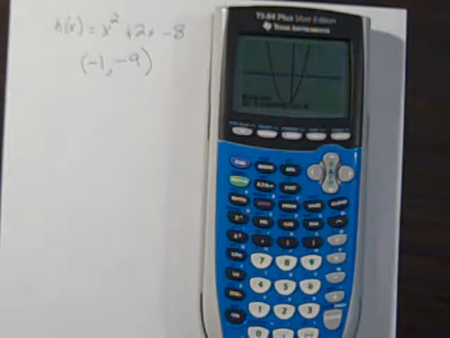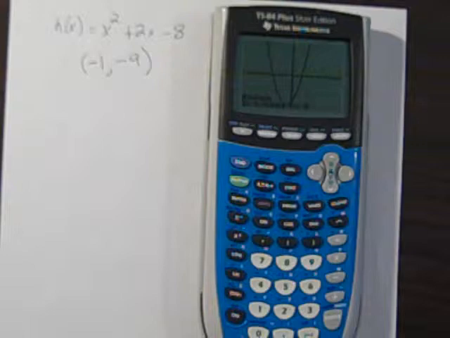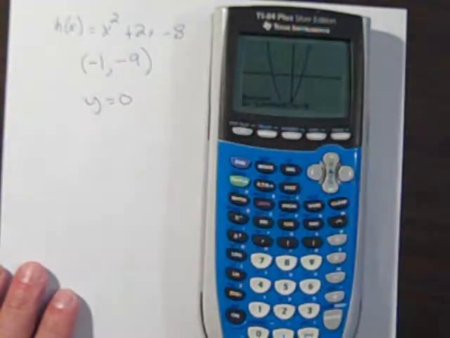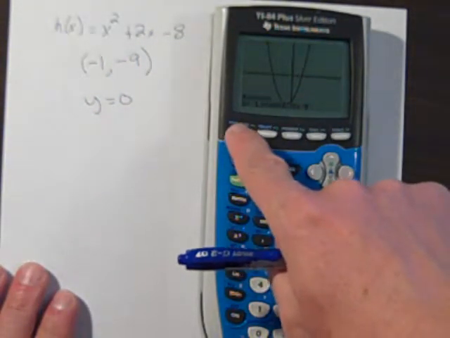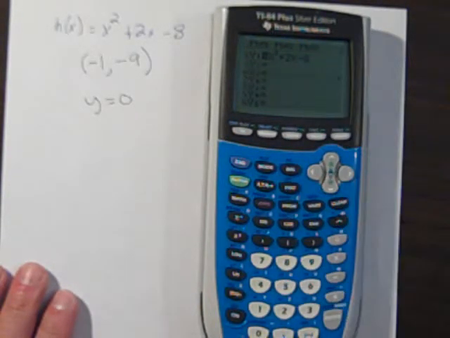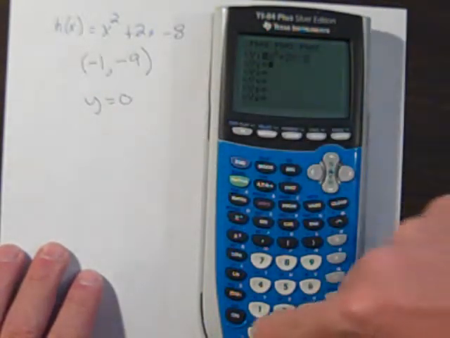Now it can also ask us where our horizontal intercept is. Our horizontal intercept is right here on this x-axis that goes straight across. And on the x-axis, that's where y equals 0. So the horizontal line where it crosses is actually y equals 0. So now what I can do is I can go back to my y equals function here. And I've got my first equation already written in there. I'm going to write in a second equation. And that second equation is going to be y equals 0.